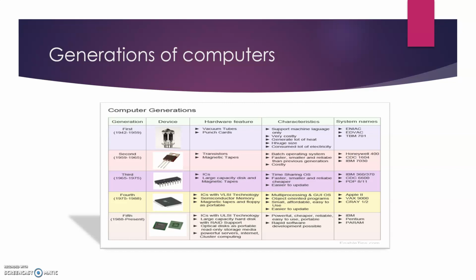and used vacuum tubes. Data input and output was on punched card, while magnetic tape was used for external storage. These computers used machine assembly language. Examples of first generation computers are ENIAC, UNIVAC, and EDVAC.